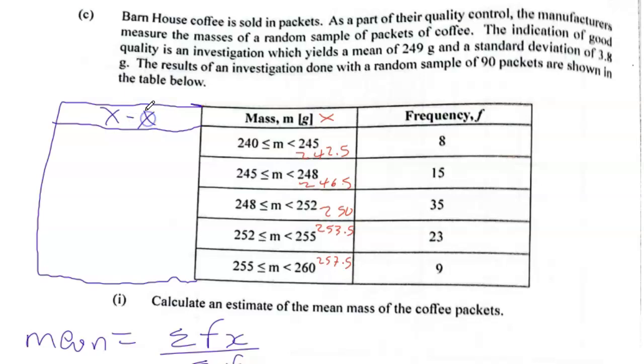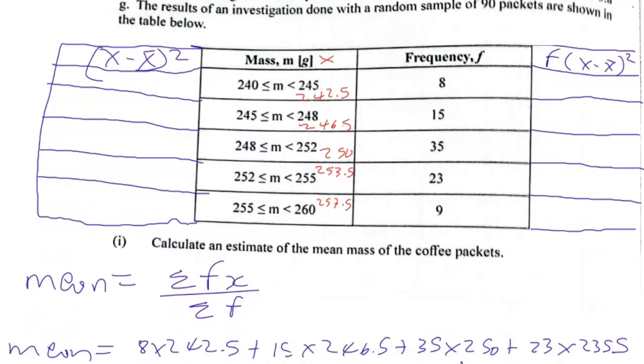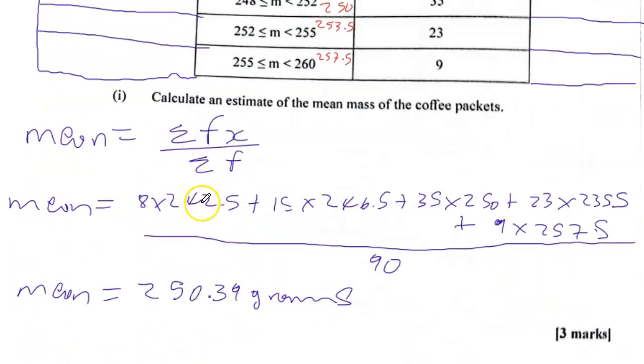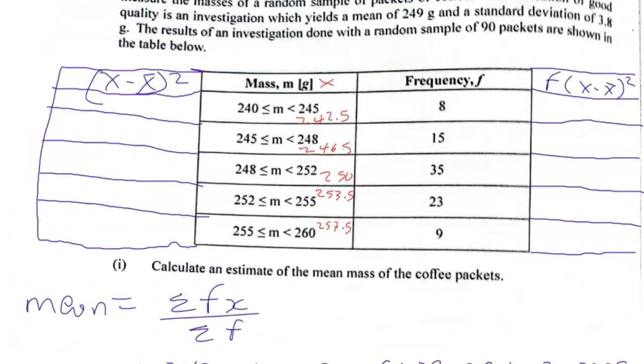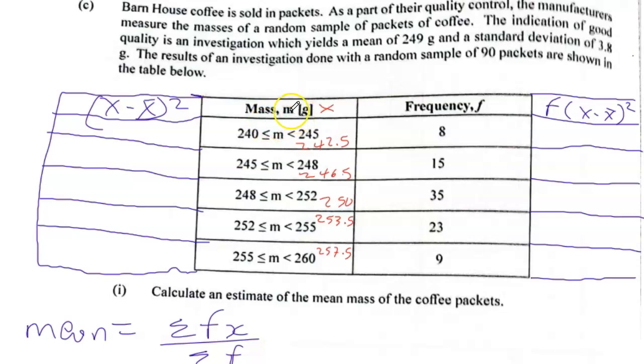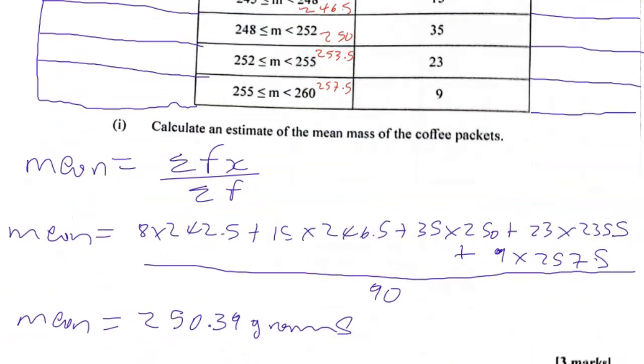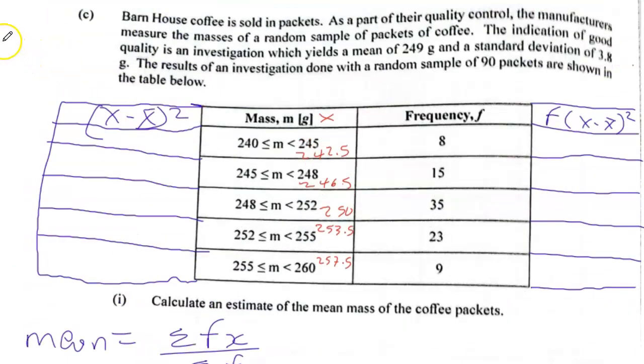So we have here for this (x minus x bar) squared. Now x bar was the mean, which was 250.39, and x would be the mid-intervals we have in the red there. So the first one, 242.5 minus the mean, which was 250.39. So remember x bar was 250.39, right? So 242.5 minus 250.39, we square the result, we get 62.41.